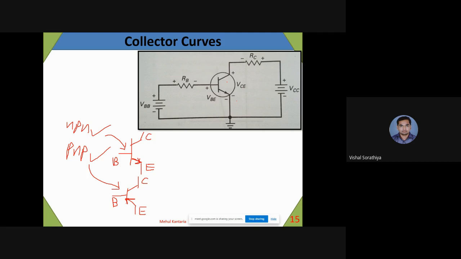Hello, sir. Yes. It's NPN, sir. NPN. Yeah, it's an NPN transistor.